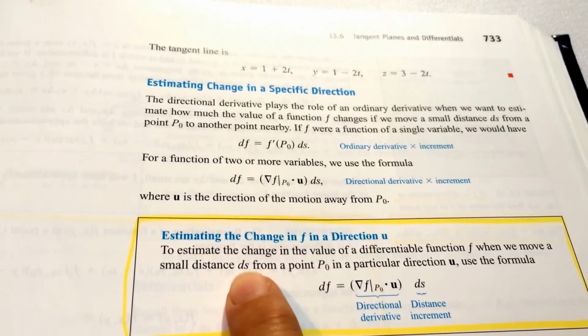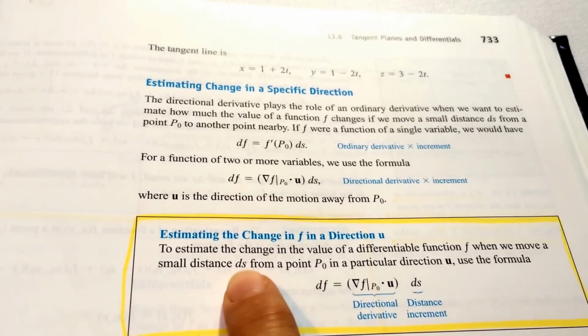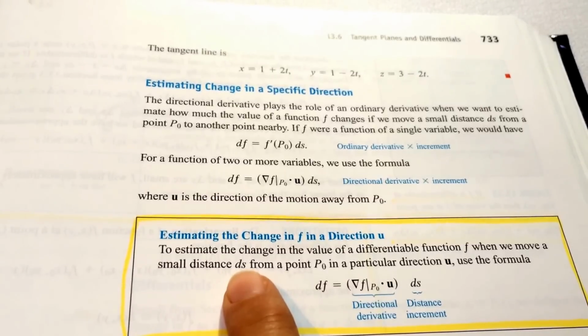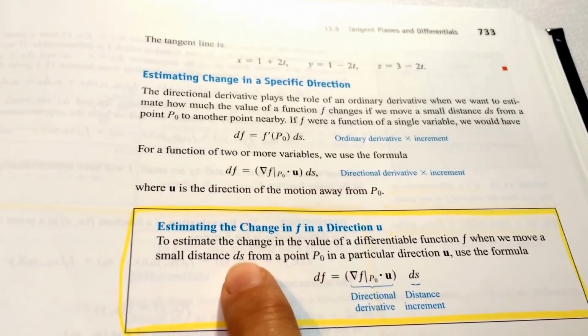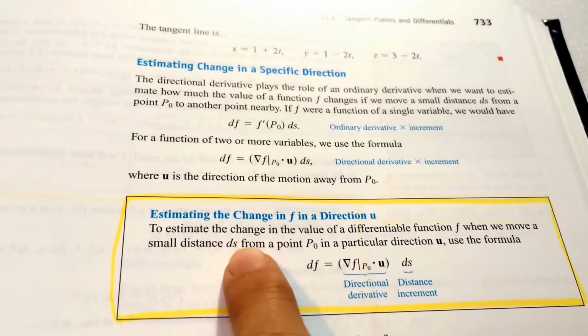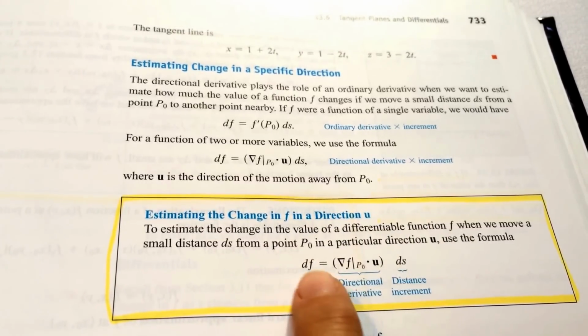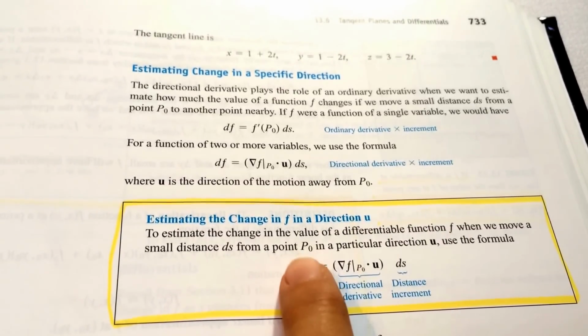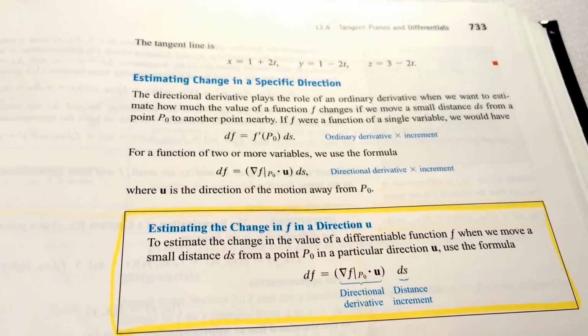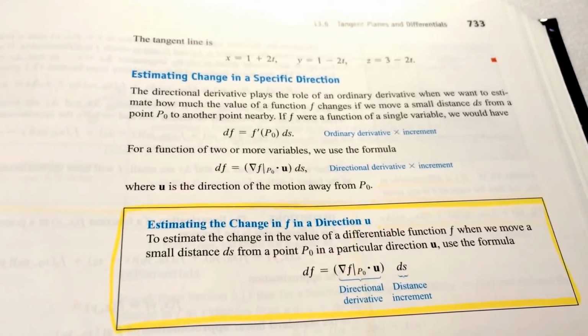This is a very small distance. So it's just something like 0.1 or 0.2 or something. They'll give it to you. And so you're going to move from a point in a particular direction. So when they give you the direction, they'll either say from this point to this point, and you find that vector, or they'll say from this point in the direction of this vector.